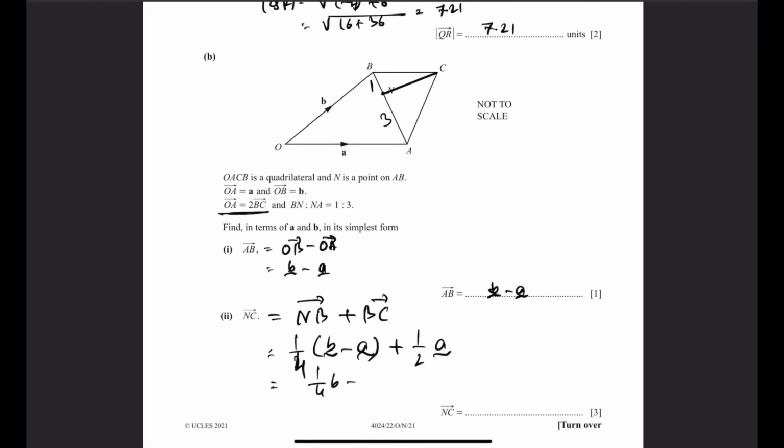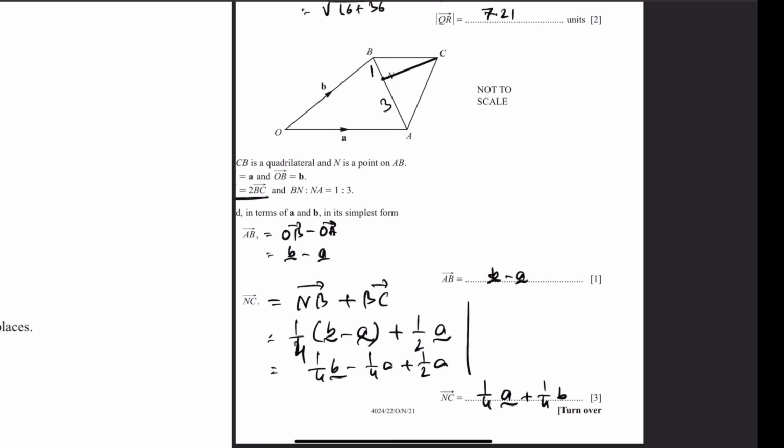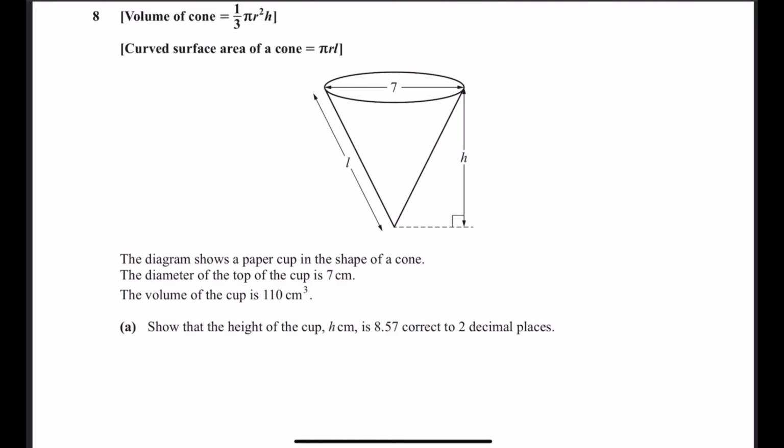1 by 4b minus 1 by 4a plus 1 by 2a. And if we simplify this, 1 by 4a plus 1 by 4b. Okay. Volume of cone is 1 by 3 pi r square h. And curved surface area, the formula is given pi rl.